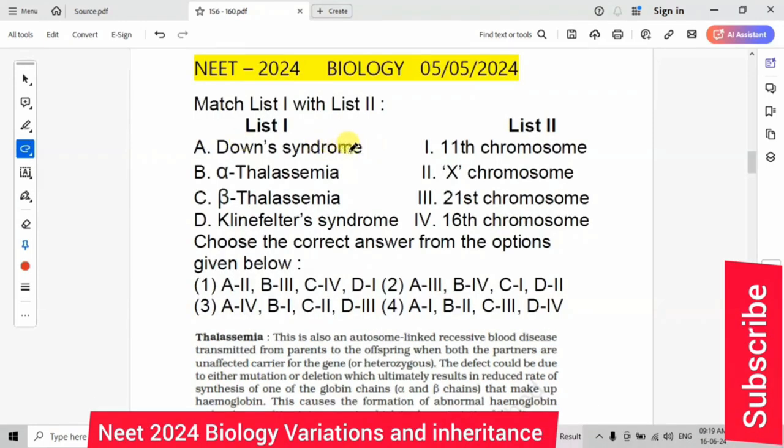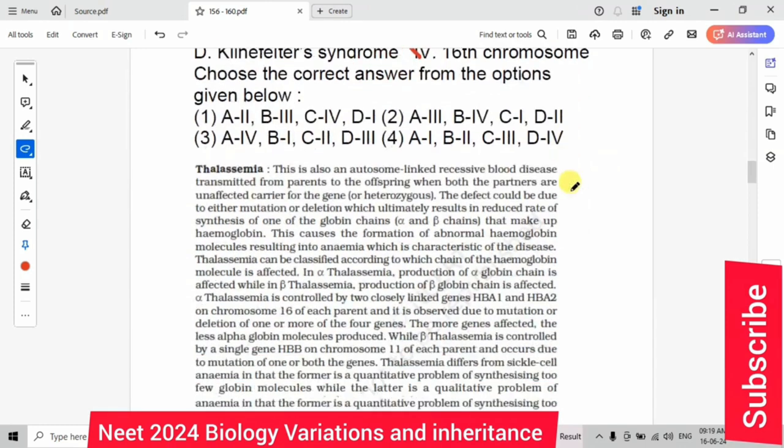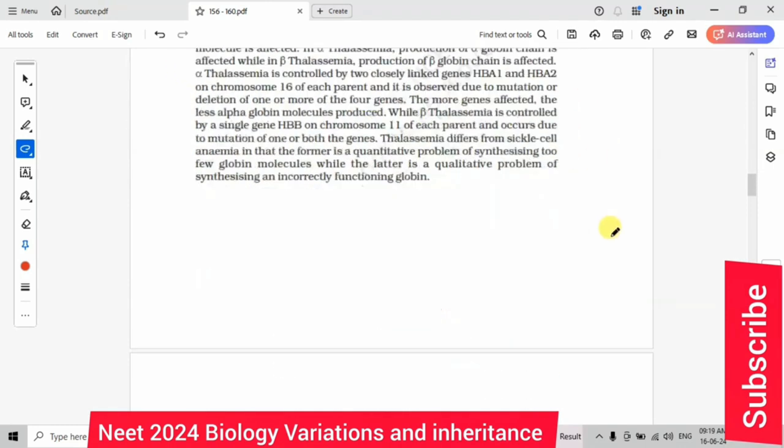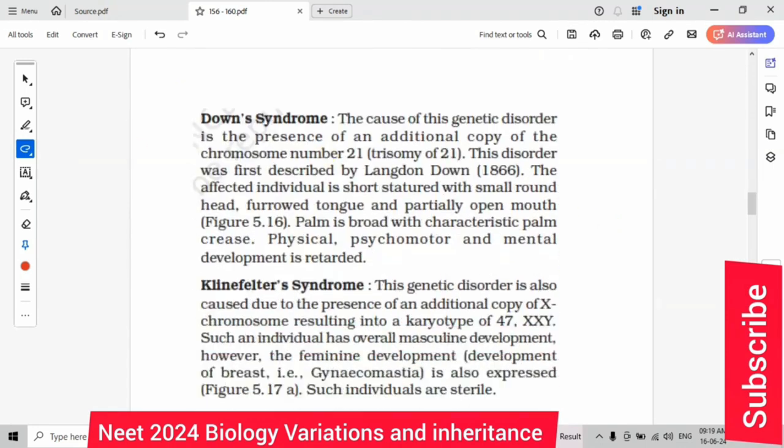Down syndrome is due to additional copy of 21st chromosome. So 3. Alpha thalassemia is due to mutation at 16th chromosome. So 4. Beta thalassemia is due to mutation at 11th chromosome. So it's 1. And Klinefelter syndrome is due to an additional X chromosome. So option 2 is the answer, and you can see the NCERT lines regarding the disorders, and this is from the chapter known as variations in inheritance.